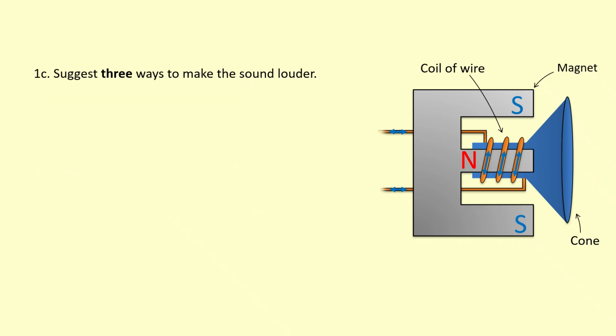It suggests 3 ways to make the sound louder. To make the sound louder, we need to make that force that's exerted on the cone bigger so that it pushes the air particles with a bigger force. In order to do that, to increase the motor effect, use a larger current. If you use a larger current, there's going to be a stronger magnetic field around the coil, and that interacts more with the magnetic field that's already there and produces a bigger force.